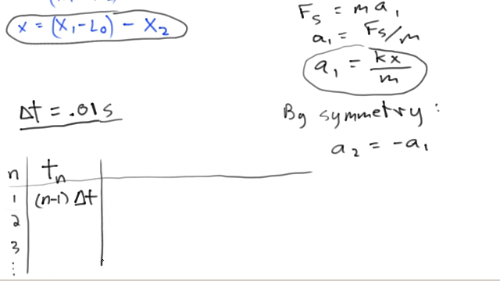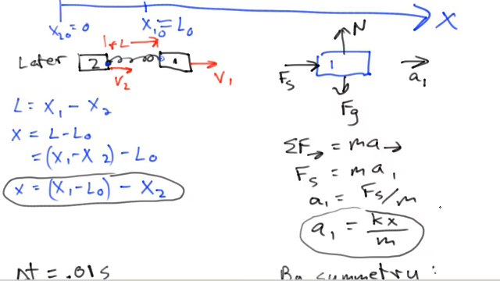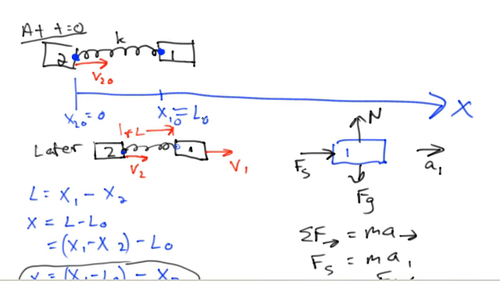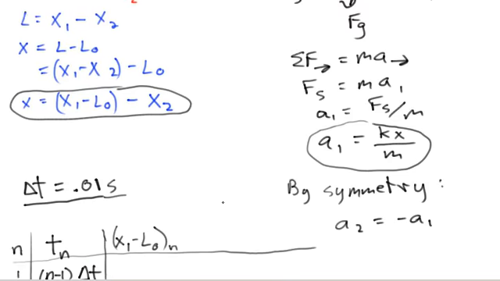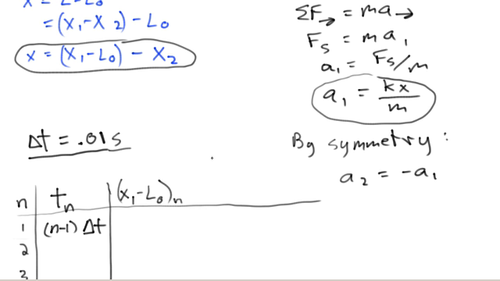And then I want to calculate, I think I'm going to go essentially the position of 1, but I'm going to call it x1 minus L0, the nth value of that. And that starts out at 0 because x1 0 is L0. So in other words, the starting position for starting the stopwatch is when the spring first touches car 1, and at that instant the position of car 2 is what I defined as position 0, and car 1 is L0 ahead of that, so exactly the length of the unstretched spring. So x1 minus L0 is just 0 at that time. Alright.